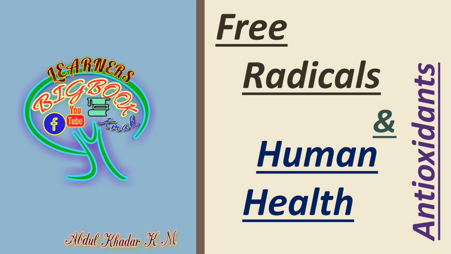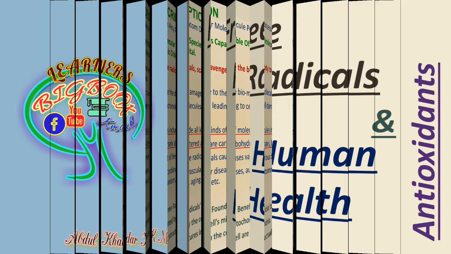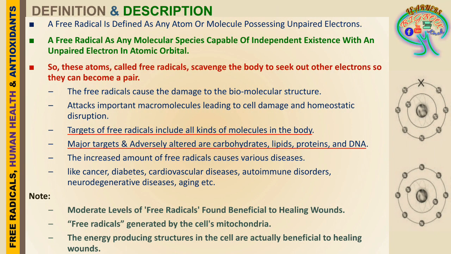Hopefully I will try to give you more information, wide and elaborated, so that it will be very easy to understand. So coming to the next slide, here we are discussing the definition and description of the free radical, which is an atom or a molecule possessing an unpaired electron.